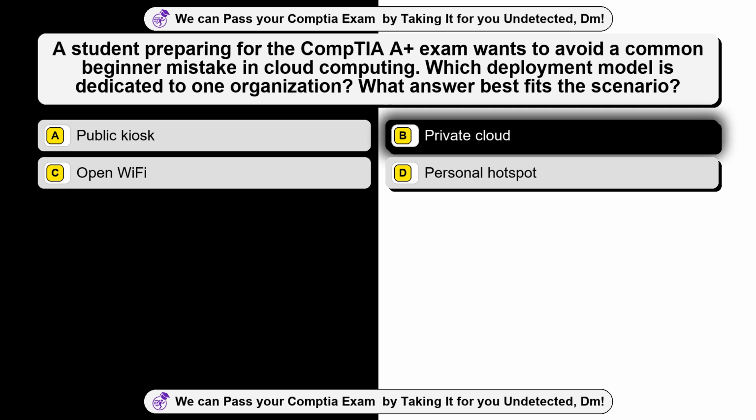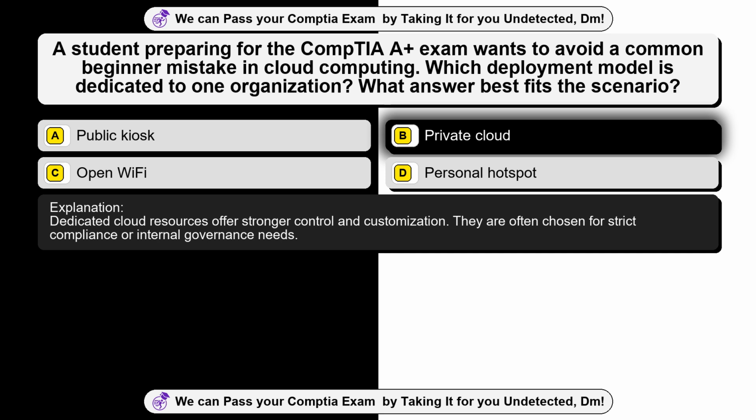The correct answer is option B, private cloud. Dedicated cloud resources offer stronger control and customization. They are often chosen for strict compliance or internal governance needs.